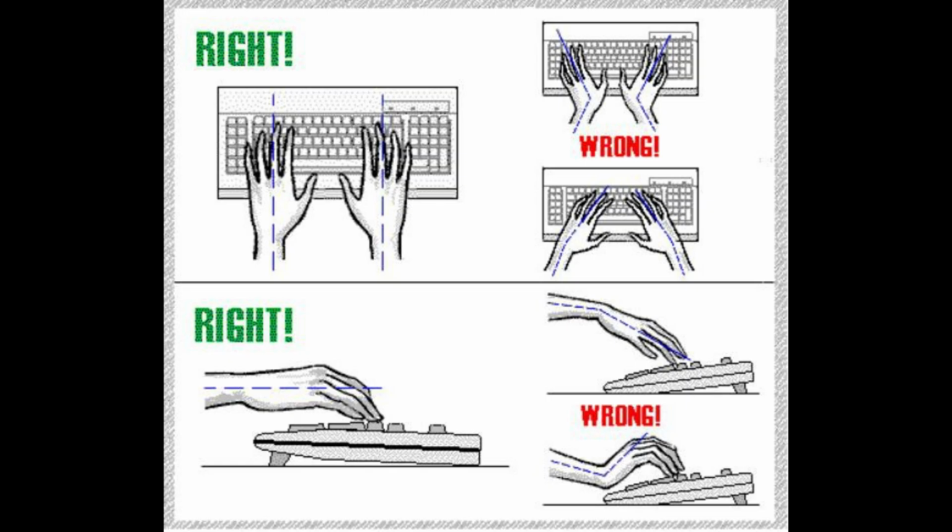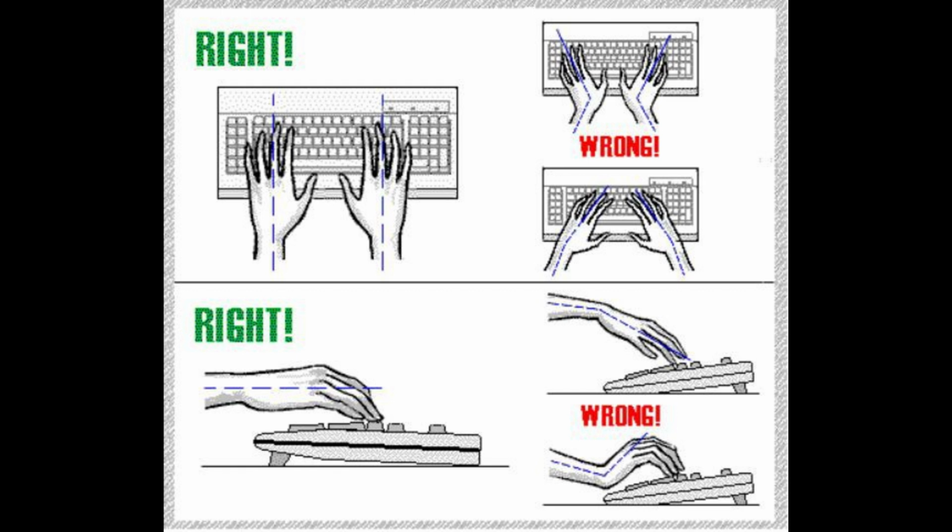At the upper left area, there is a keyboard, the color of it is white, and there are hands which are parallel with each other, which is right. At the lower left area, there is a hand which is parallel with the keyboard, and it is the right gesture. At the upper right area, there are two hands which are twisted against each other, and it is wrong.